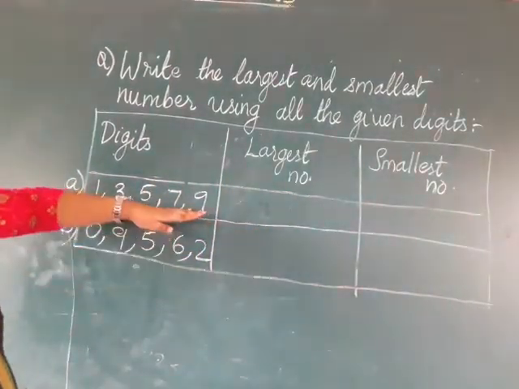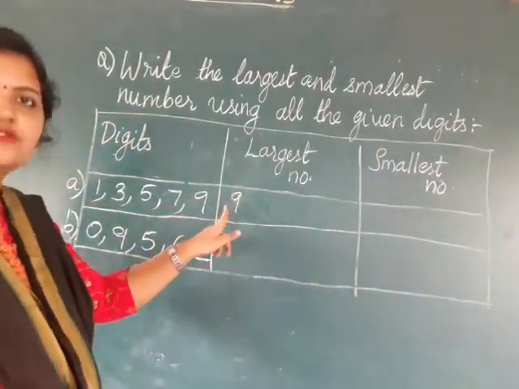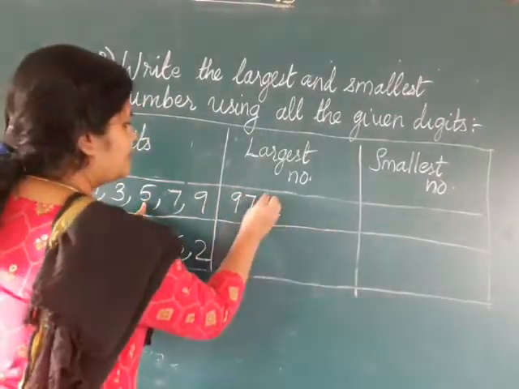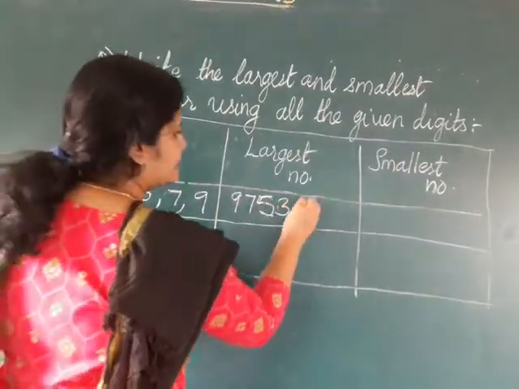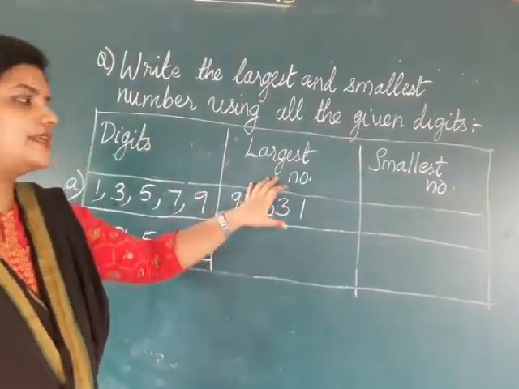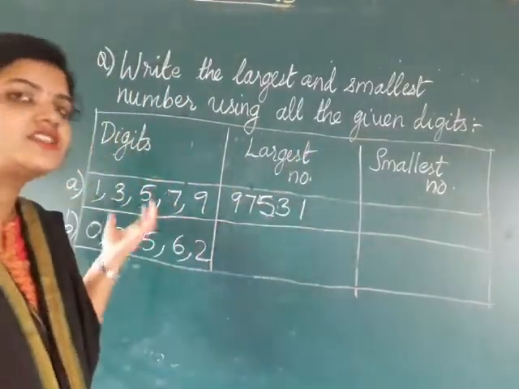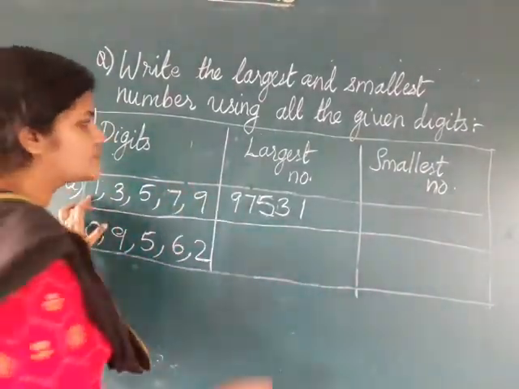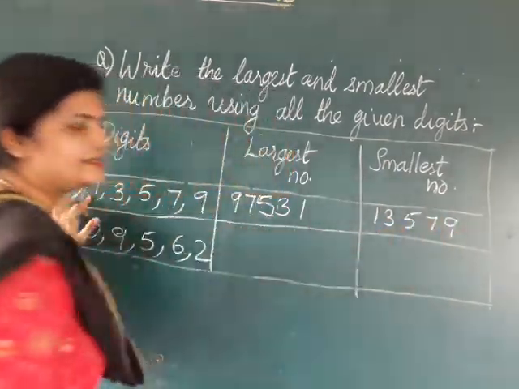In these given digits, which is the highest number? 9 is the highest number. So 9 will come as the first digit. Now 7 is the second digit, 5 is the third, 3 and 1. So when you arrange the given digits in the descending order, you will get the largest number. How will you get the smallest number? You just arrange the given digits in the ascending order, that is from the smallest to highest. So it will be 1, 3, 5, 7 and 9.